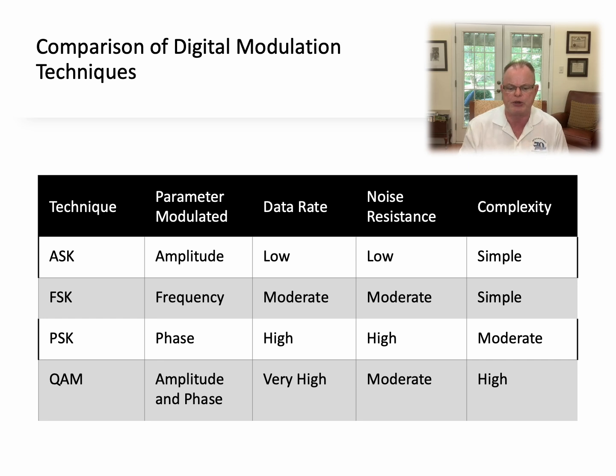Here's just a table to show you what this looks like. This is a simple way to look at it: ASK, FSK, PSK, and QAM. For the parameters that are modulated, ASK is just amplitude, FSK is frequency, PSK is phase, and QAM is amplitude and phase. And then as you go down the data rates, it starts off with amplitude modulation at low data rates and ends up with QAM with very high data rates. And then you can just see the rest of the table. So it makes it very easy to work with those types of things.